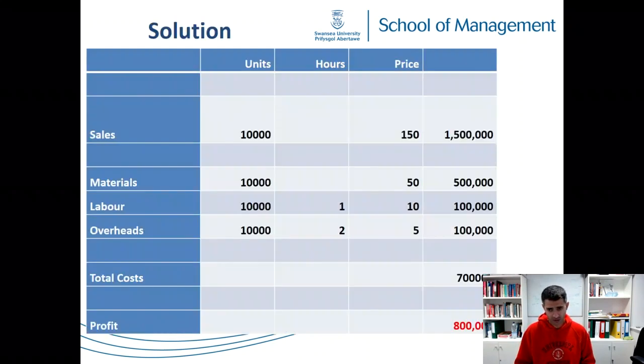What you need to do, if you look here, guys, what can you see? We calculated the sales, and as you see, for sales you multiply the number of units by the selling price per unit. We have material, labor, overhead, again the same. We multiply by the hours and the price per hour. Very simple. And at the end, we find the total cost and the sales, and you deduct and you find the profit. This is the simple way to do the budget for next year.